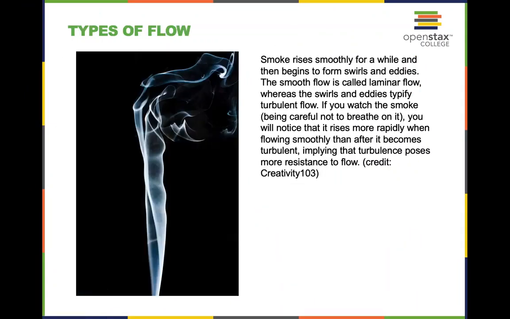So types of flow. Smoke rises. Smoke is a gas, or we consider it a gas. Smoke rises smoothly for a while and then begins to form swirls and eddies. The smooth flow is called laminar flow, whereas the swirls and eddies typify turbulent flow. If you watch the smoke, being careful not to breathe on it, you will notice that it rises more rapidly when flowing smoothly than after it becomes turbulent, implying that turbulence possesses more resistance to flow. So anything that floats upwards is going to keep flowing at the same rate unless it's disturbed. You can kind of go back to Newton's laws and apply it in that direction too.